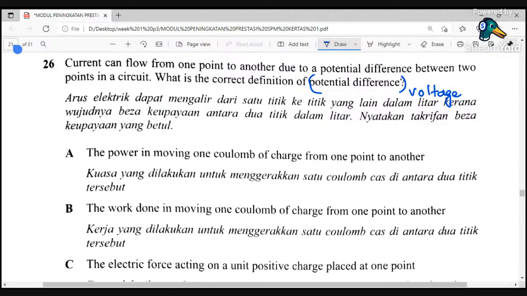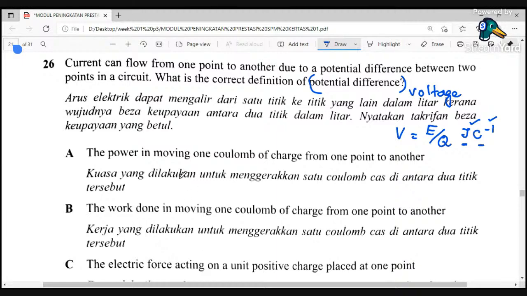Formula. Definition, normally we can use this formula E over Q. Unit dia volt. Volt ialah joule per coulomb. Jadi maksudnya joule ni energy, coulomb ni charge. Jadi dalam jawapan kena sebut tentang ini, energy transfer tu dan juga charge.